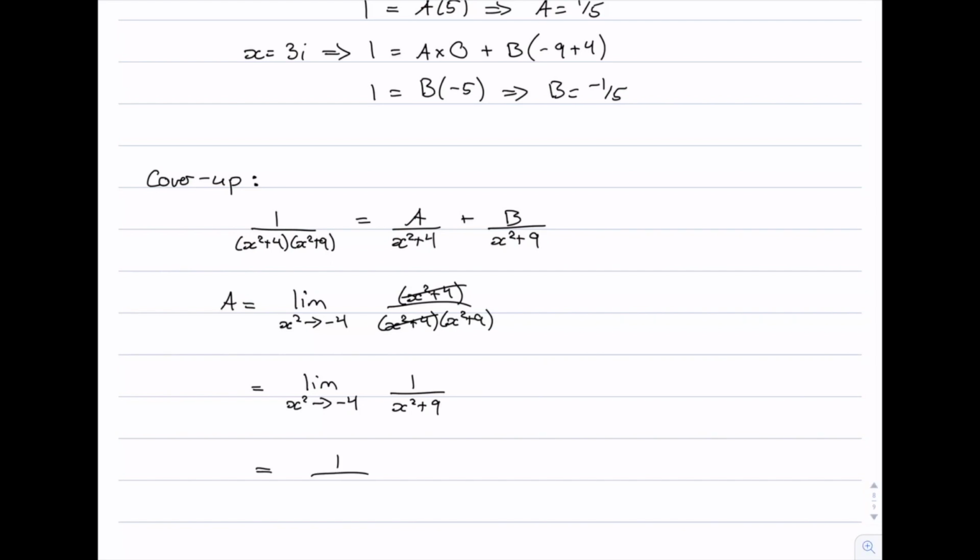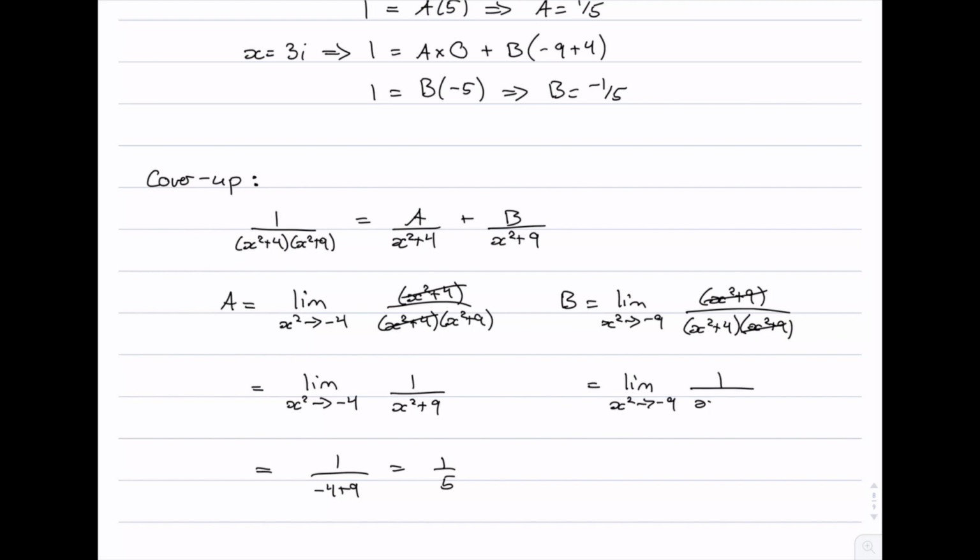Well, what's that equal to? 1 over negative 4 plus 9, which equals a fifth, which is the same result as we had in the previous two methods. If we do something very similar for b, b would be the limit as x squared approaches, well, what makes the denominator 0 in the fraction involving b? x squared equal to negative 9. So we do that limit, x squared approaches negative 9, of x squared plus 9 divided by x squared plus 4 into x squared plus 9. These are going to cancel, and we have the limit as x squared approaches negative 9 of 1 over x squared plus 4. And this is going to be 1 over negative 9 plus 4, which is negative a fifth. And once again, we get the same results as we did in the previous two methods.